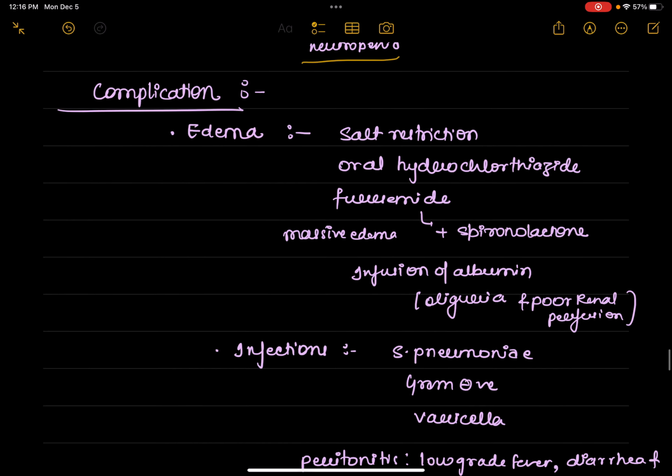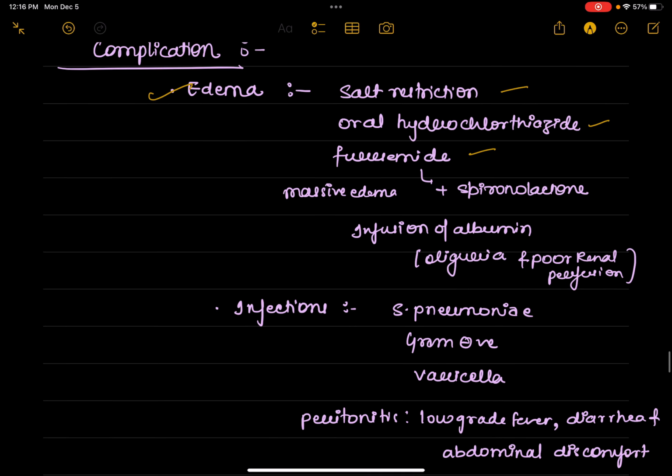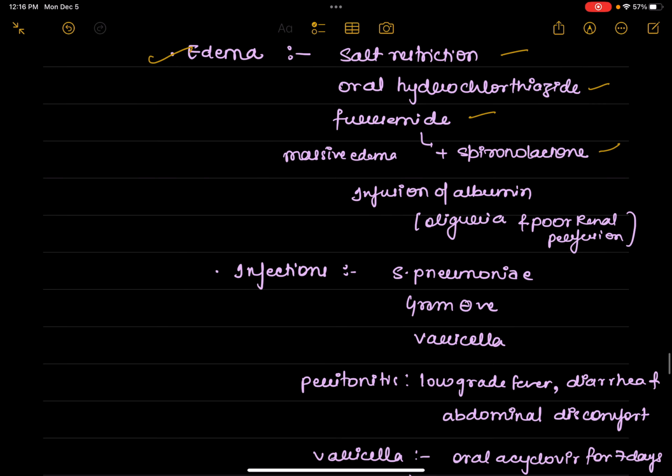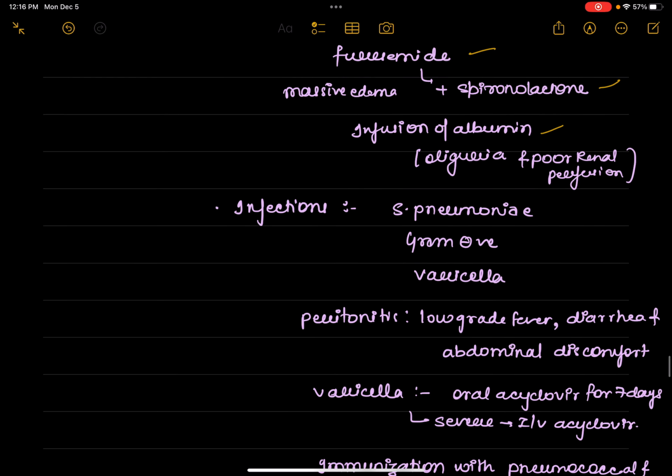What are the complications of nephrotic syndrome? The edema: for treatment, we can do salt restriction and oral hydrochlorothiazide, or we can give furosemide, or if it is severe, then we can give spironolactone along with it. We can give infusion of albumin if there is oliguria or poor renal perfusion.